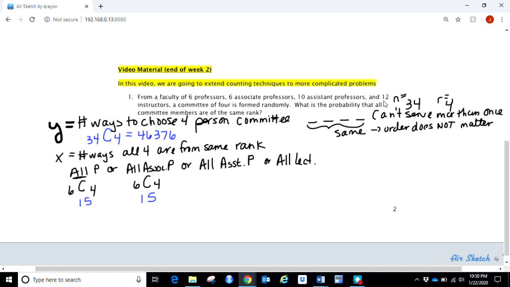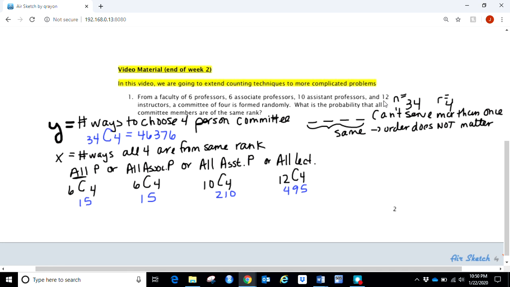All assistant professors, well, this time there's 10 of those. And again, I want them all, so all 4 have to be. So if I do my 10 combination 4, we get 210. And then finally, if they're all lecturers, well, this time there's 12 lecturers that I'm going to choose 4 of, which gives me 495.